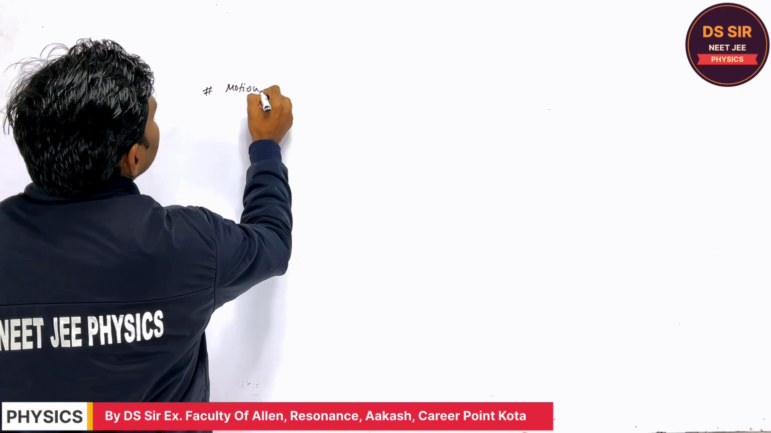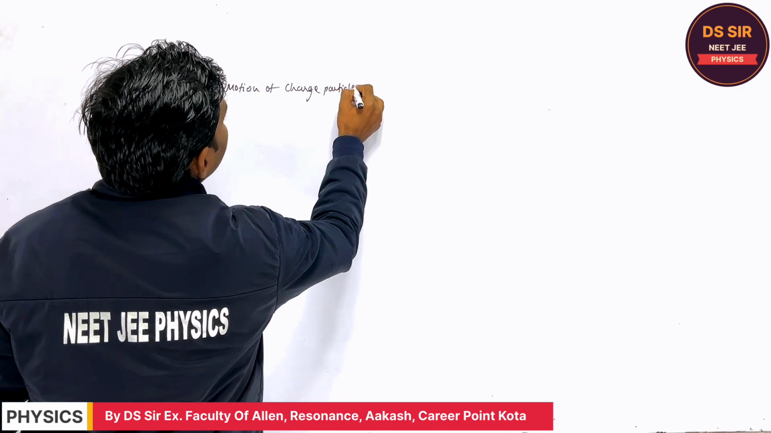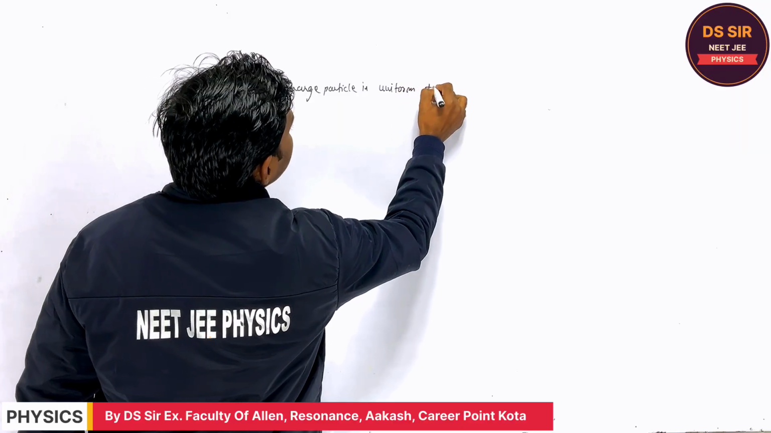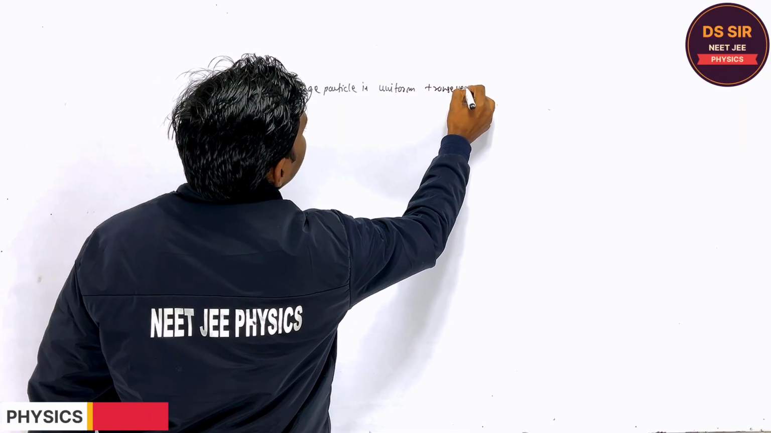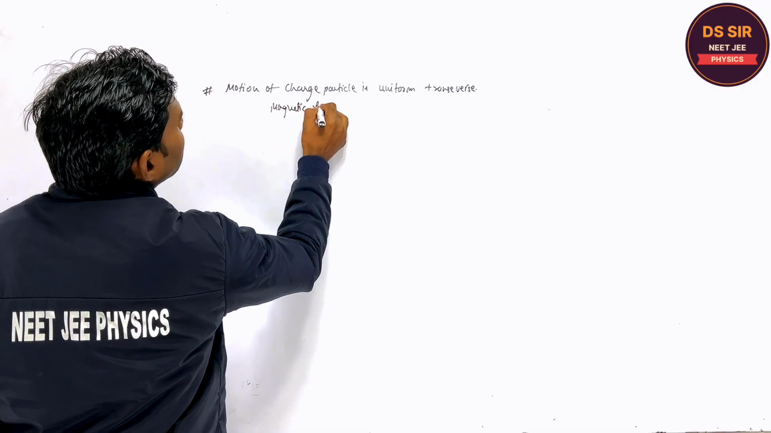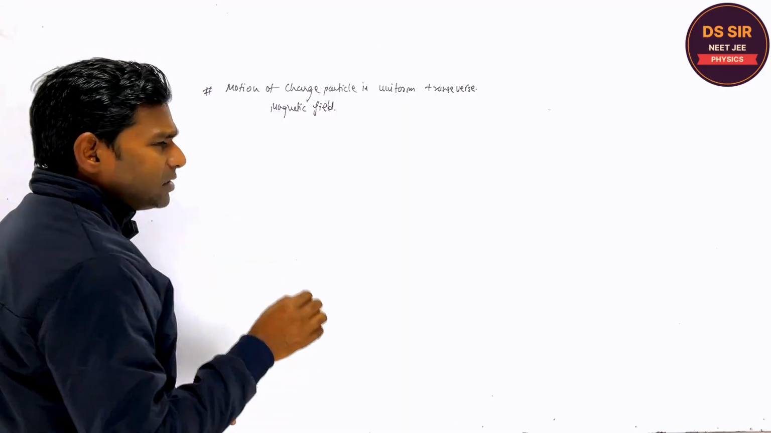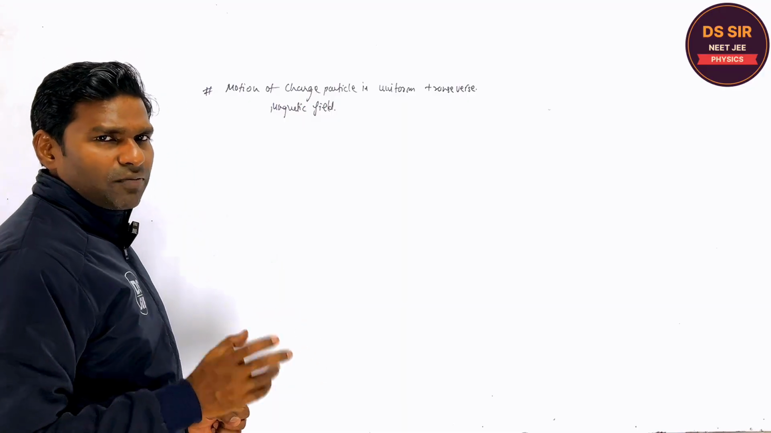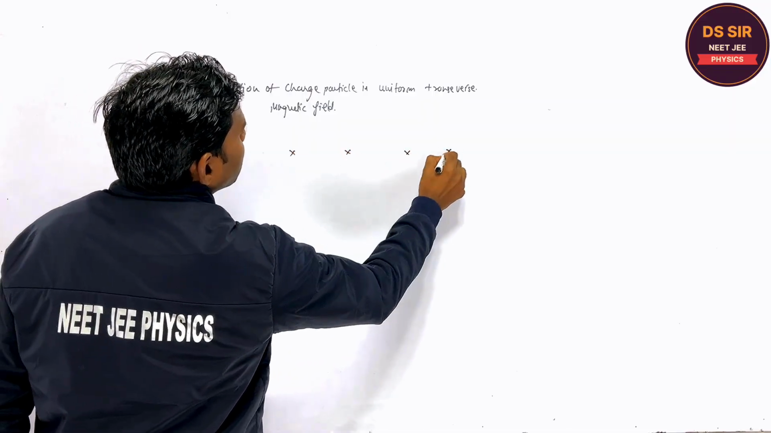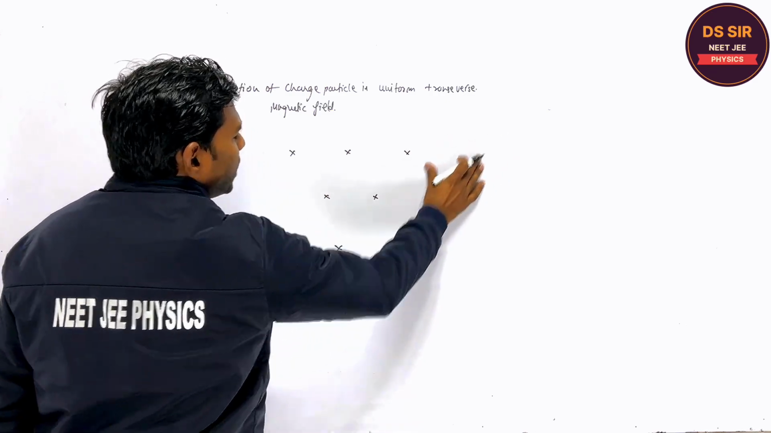Motion of charged particle in uniform transverse magnetic field. Transverse magnetic field means the magnetic field is perpendicular to the velocity of the charged particle. This is a very special case, and a number of questions are formed on this type of case. Suppose the magnetic field is into the board like this.